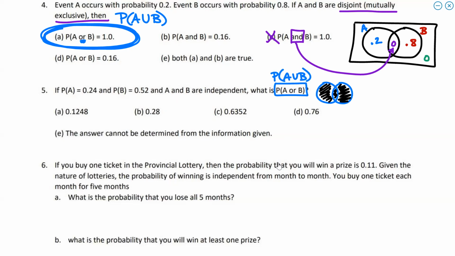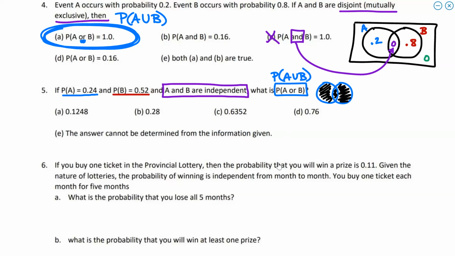All right, so I want to think through this. What do we know about A and B? I have 0.24 for A, and I have 0.52 for B. What other information did they give me? A and B are independent. How can I make use of that information? Because they didn't tell me anything about mutually exclusive, so I don't know that this is 0 right here.